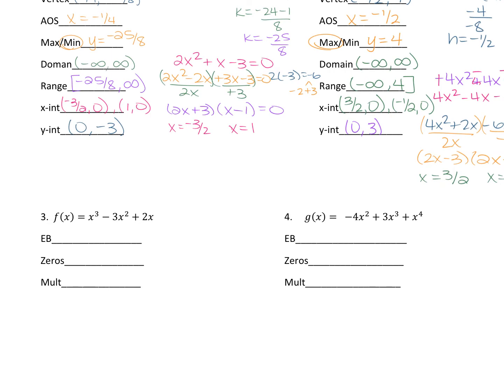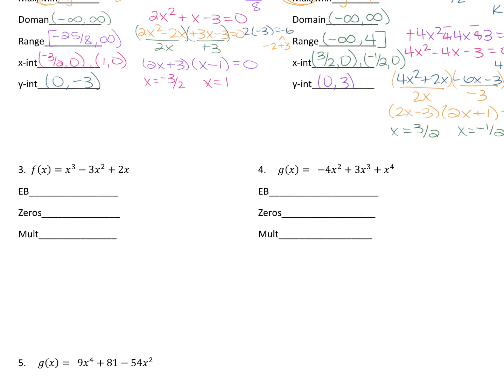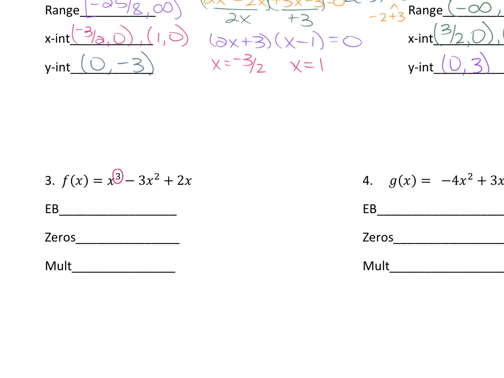For number 3, you're given f of x is equal to x cubed minus 3x squared plus 2x. You're finding the end behavior, the zeros, and the multiplicity if there is any. If you look at this function, you have an x cubed. So your highest power is 3, which means one side's going to go up, one side's going to go down. It is positive, so your a is positive. So that means that this is going to open up and to the right, down and to the left.